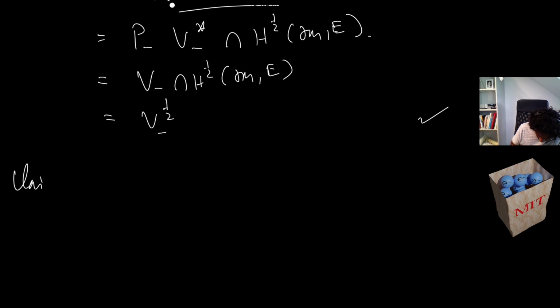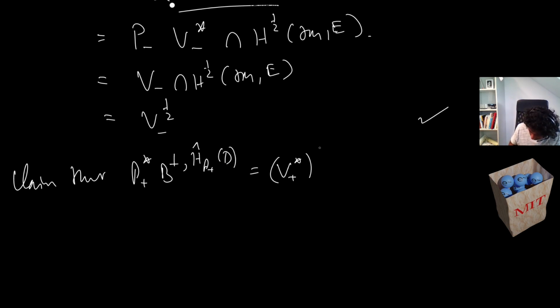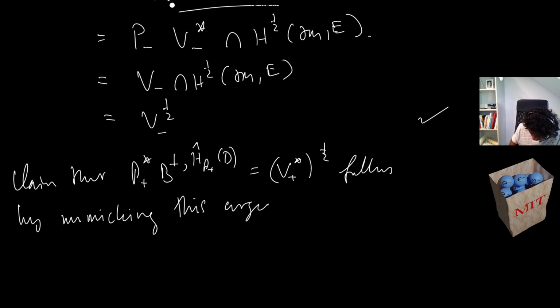So the claim that the annihilator of P plus star in H equals V plus star a half follows by mimicking this argument, mutatis mutandis.